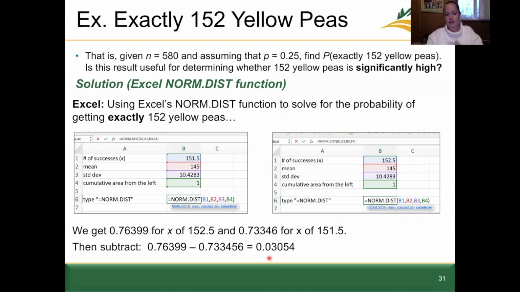0.03054. Again, the steps for this solution are: we apply the continuity correction to binomial distribution data, then we use the normal distribution function to solve for these probability values, and then we solve for our area value by subtracting this one from this one. That was one way of doing it.